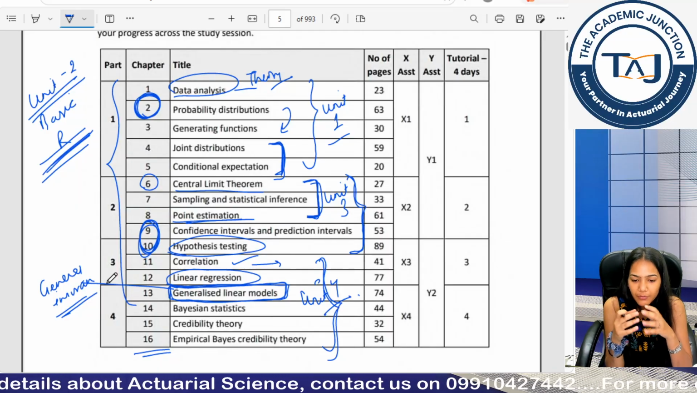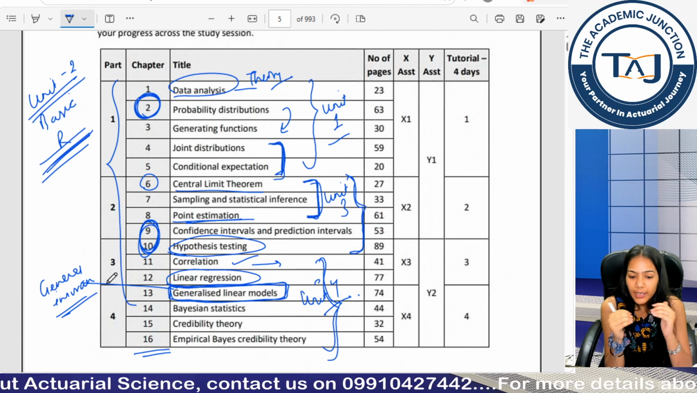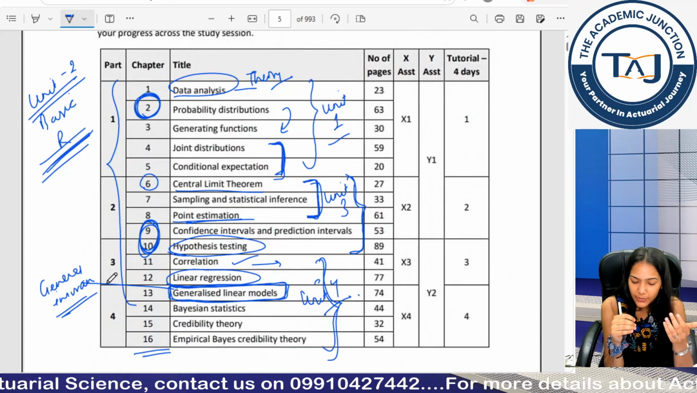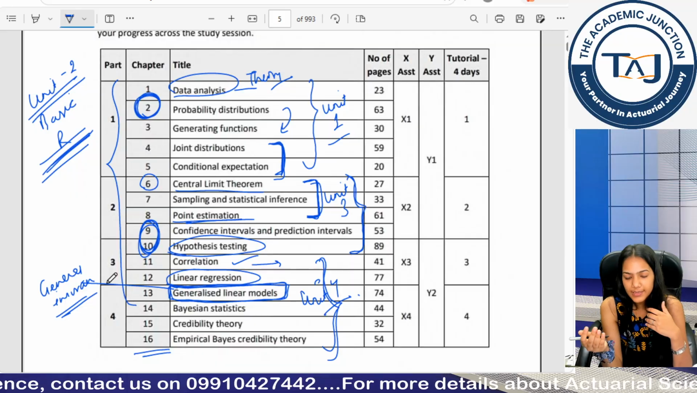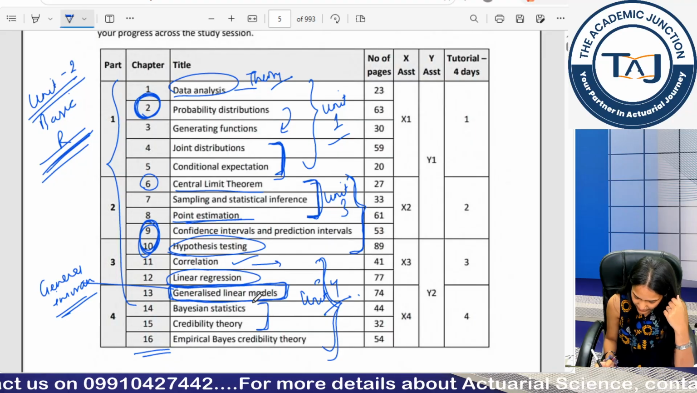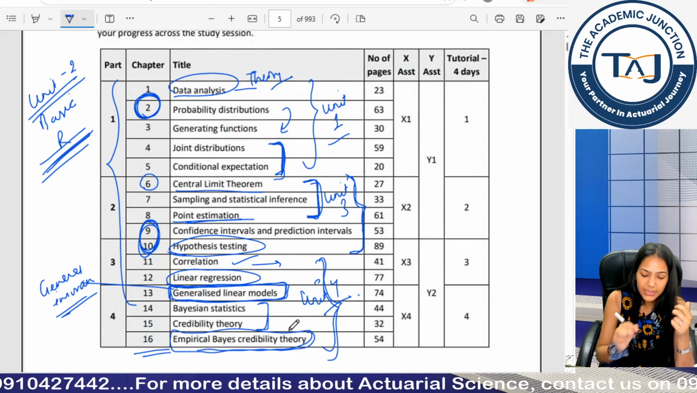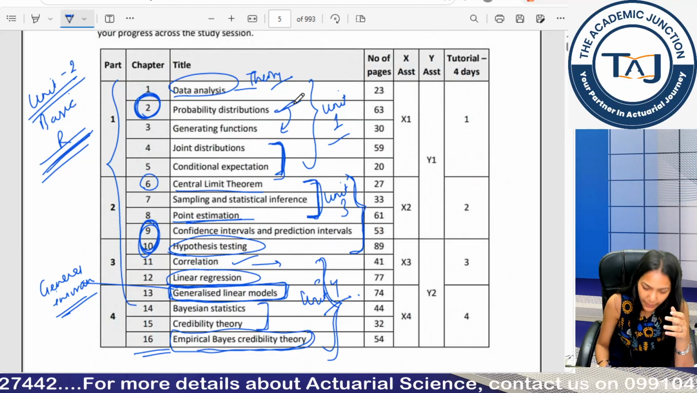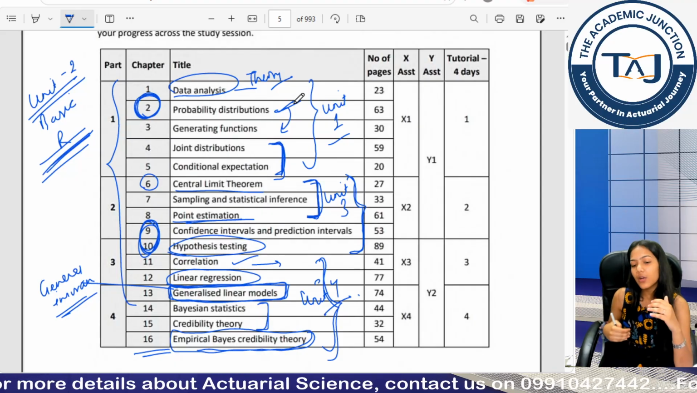So basically we would be learning linear models and creating models in there. Okay, in further chapters, like in further subjects such as CS2, we will be doing it on a larger basis. Then we have Bayesian statistics and credibility theory, and then finally we will have EBCT. With EBCT, we will be calculating without the use of a distribution.